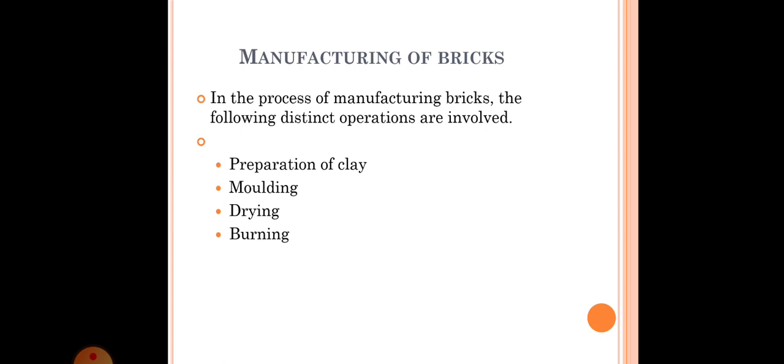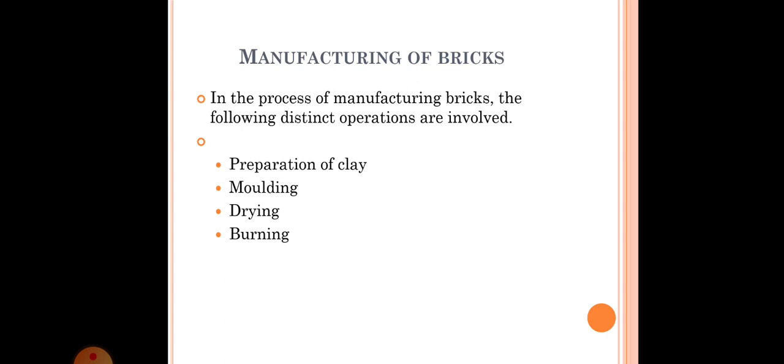After this, the next step is the process of molding. Molding means that after the clay is prepared, it has to be sent into the molds. It has to be filled into the molds. Molding can be done in two ways. One is hand molding and the other is machine molding. In hand molding, the bricks are molded manually, and it is adopted whenever manpower is very cheap and available in plenty.